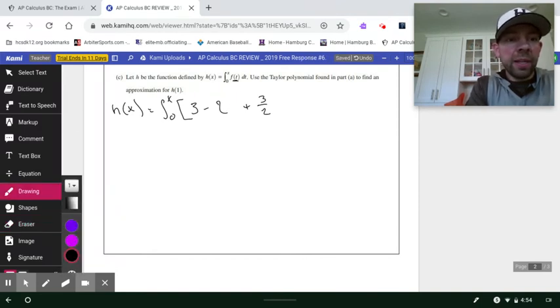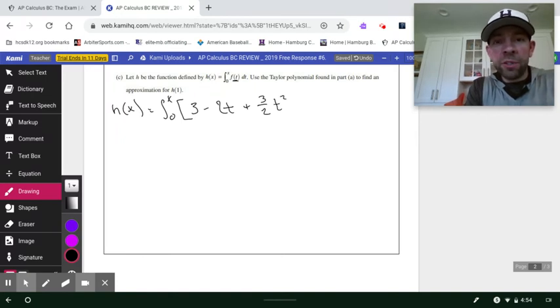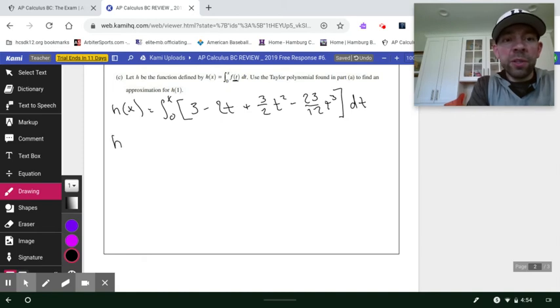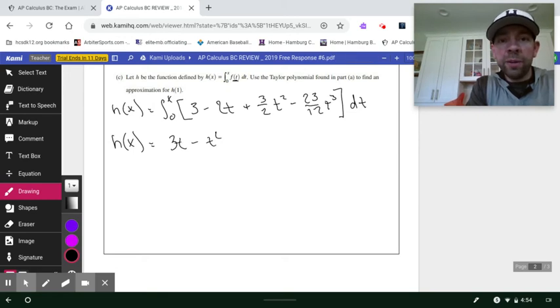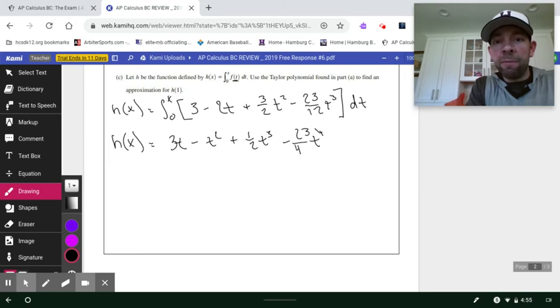Okay. Not the end of the world, but we do want to model and try to demonstrate the best notation we can. And I believe this is 23 over 12 t cubed. The integral is with respect to t. So what I'm going to do is I'm going to go through and integrate each term. So 3 becomes 3t minus t squared plus 1/2 t cubed minus, let's see, t to the 4th. And that's going to make my denominator a 48. And then I've got bounds from 0 to x.